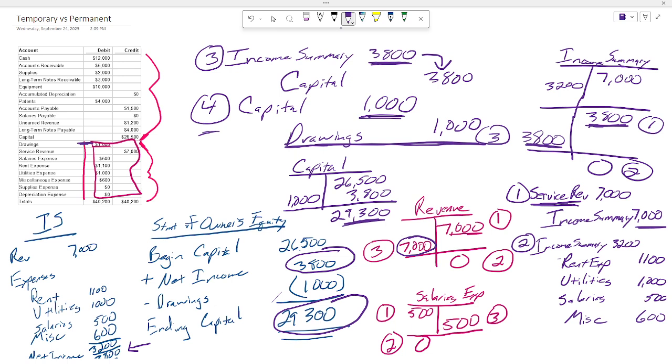So the closing process, the goals are twofold. One is to reset all of those temporary accounts so that we can start tracking things for next year.